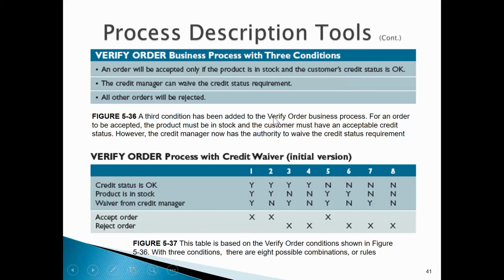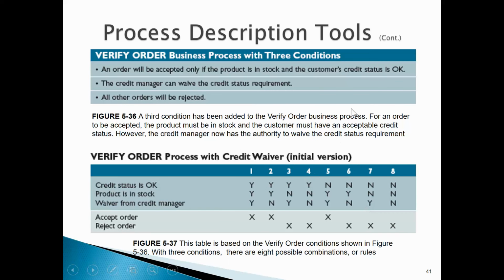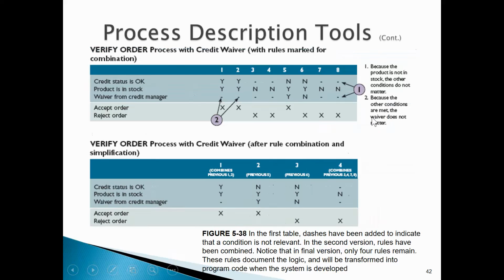Okay, let me go back real quick. We had 2 inputs, which means we have 4 possible results, 2 to the 2. And then we come up here and 2 to the 3, giving us the 8. So you get the idea there. More information on process description tools. So here you go. Waiver of credit.